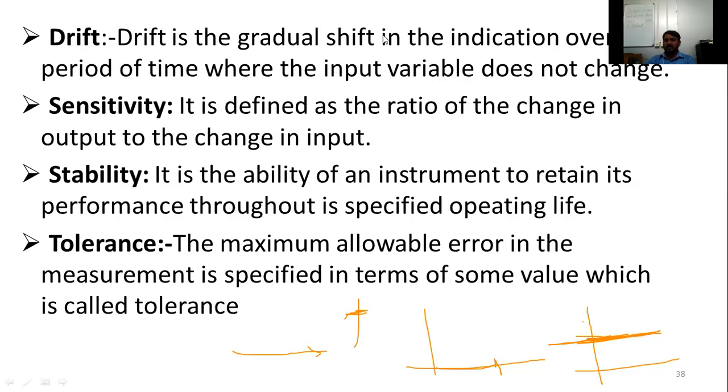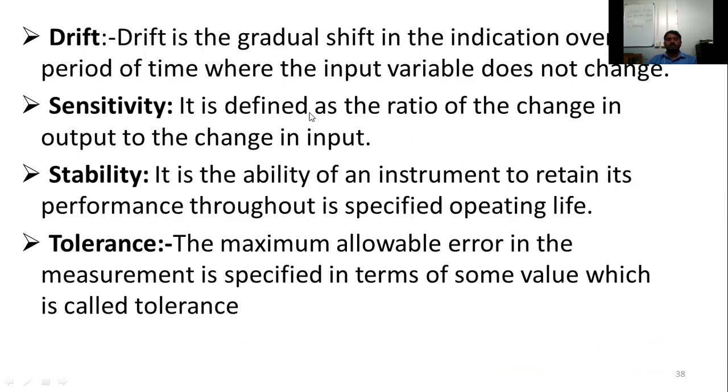Is it clear? That is called drift. Input change nahi hai, but output change ho raha hai. That is called drift. Resolution is where we are changing the input, but there is no output. Drift is the reverse of that: we are not changing any input, but the output is gradually shifting. Is it clear? Both resolution and drift. Yes, sir.